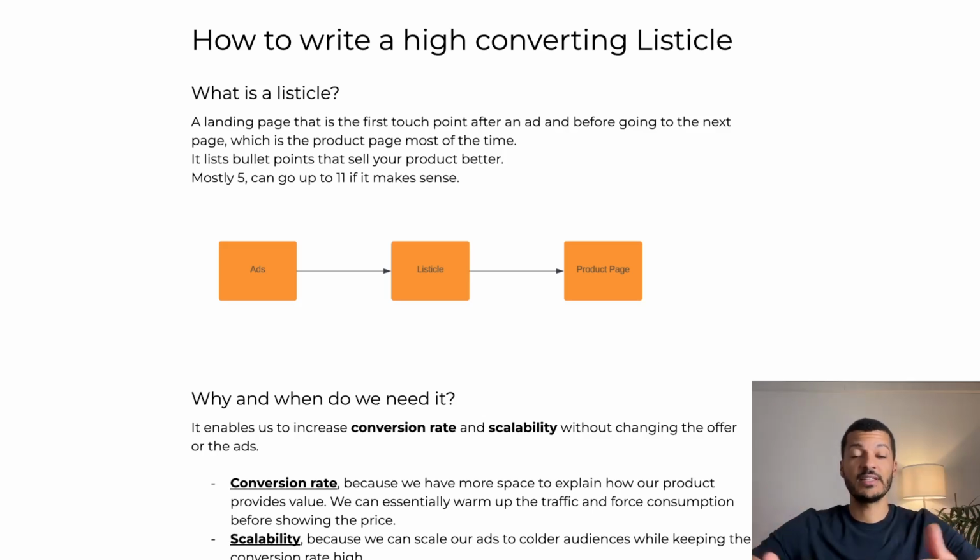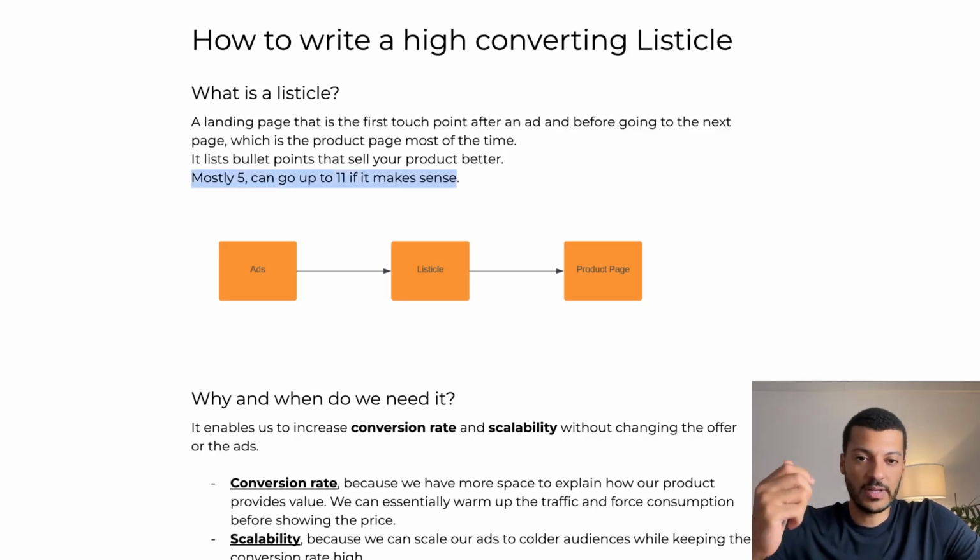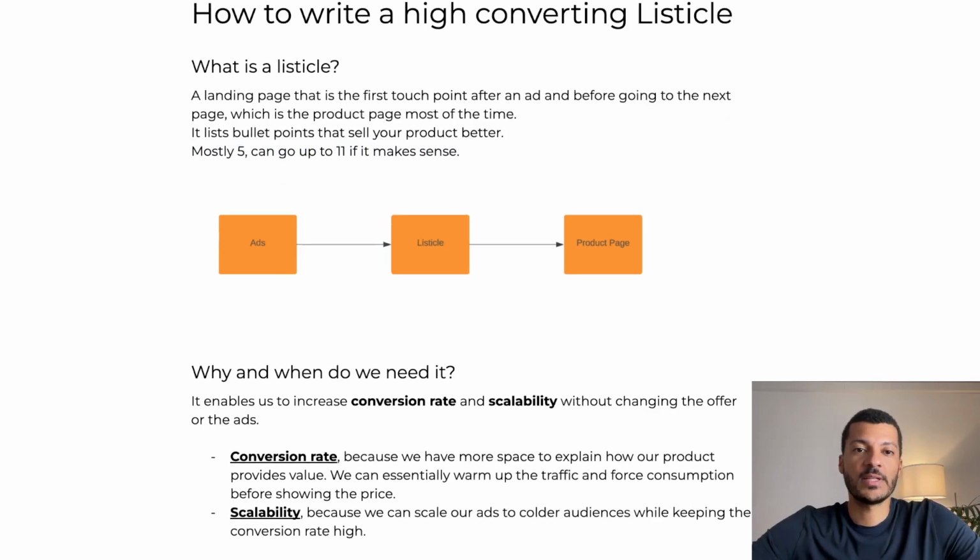And the beauty of it is that listicles, because of their structure, are something that people really love to consume, right? Because it's very finite, right? Okay, it's 5 reasons why, or it's 7 reasons why. So you're kind of getting dragged through the listicle and you want to know what is the fourth, fifth reason, right? But at the same time, it's not an article without an end, right? So it's a very interesting concept. So mostly it's 5 points, right? So 5 reasons, but it can go up to 11 if it makes sense, right? This is something that you could test also.